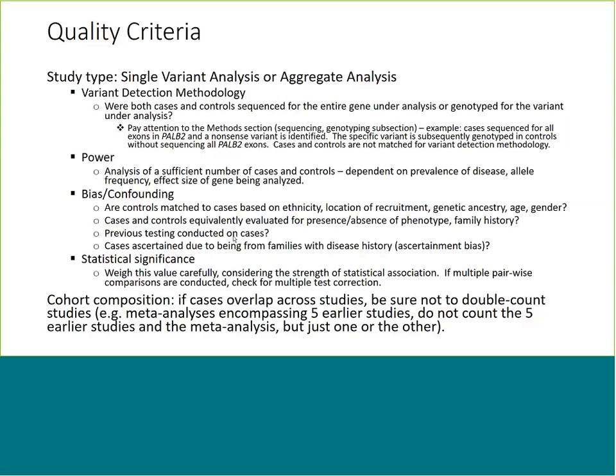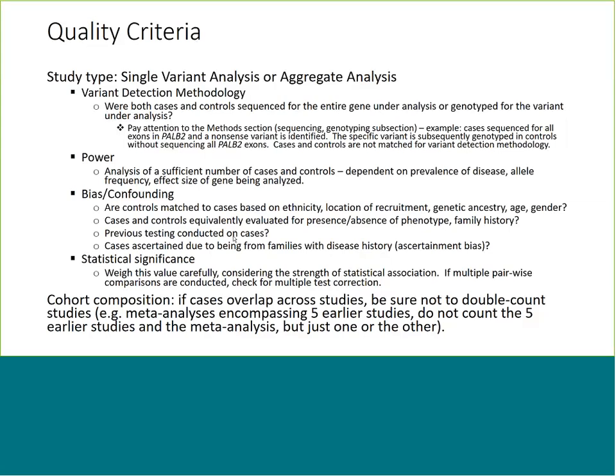For statistical significance, we recommend weighing this value carefully, where individuals really consider the strength of the association. For instance, if multiple pairwise comparisons are done looking at 5 separate genes in a case control study, we've often had to dig into the statistical methods in the methods section to make sure that multiple test correction has been done. This is usually in the form of a Bonferroni correction, where essentially a p-value of, for instance, 0.05, if that's used as the significance cutoff, is divided by the number of tests looked at. And then that is used as the statistical significance cutoff for the paper.